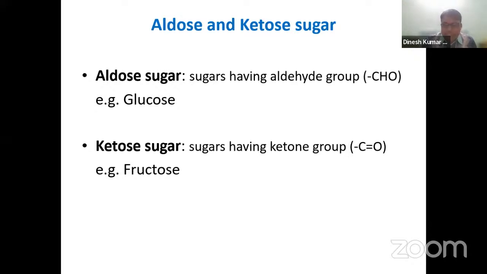So the carbohydrates, as I said earlier, have the aldehyde or the ketone group. So the carbohydrates which have the aldehyde group are called aldose sugars. Aldehyde group is CHO, and other sugars which have the ketone group, that is C double bond O, are keto sugars. The example of aldose is glucose, and keto sugar is fructose.